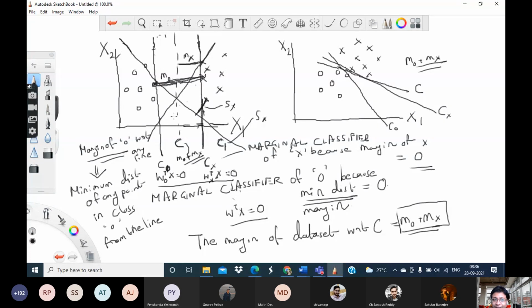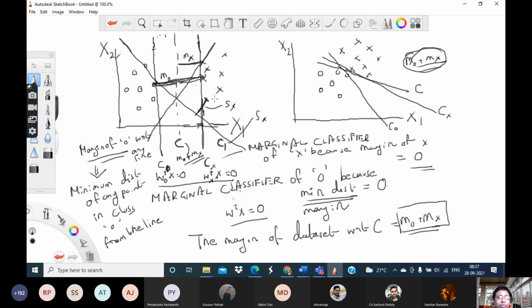Now, if you consider this dataset versus this dataset, it should be clear that there exists no line in this dataset which can create a margin as large as M0 plus Mx. M0 plus Mx is this distance. Obviously, the way this data set is, there cannot be any classifier which has a margin of M0 plus Mx with respect to this data set.